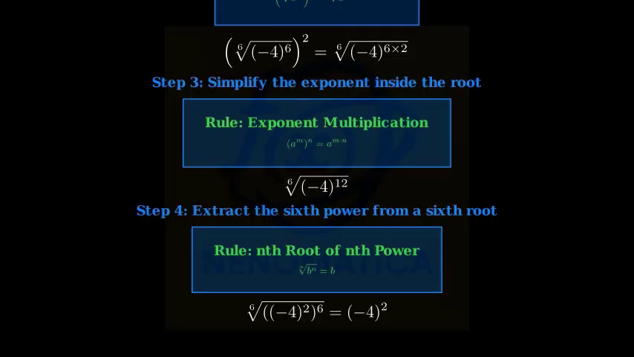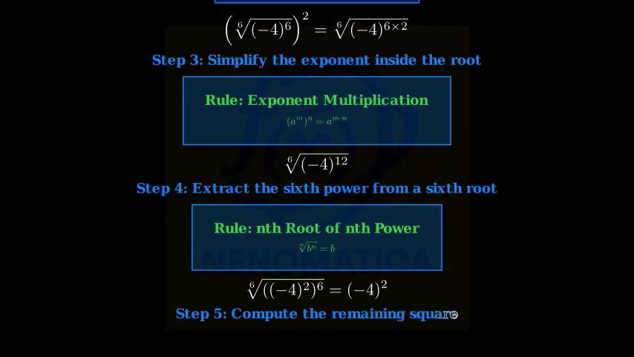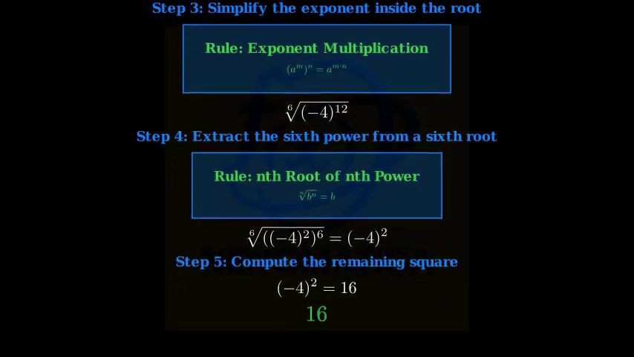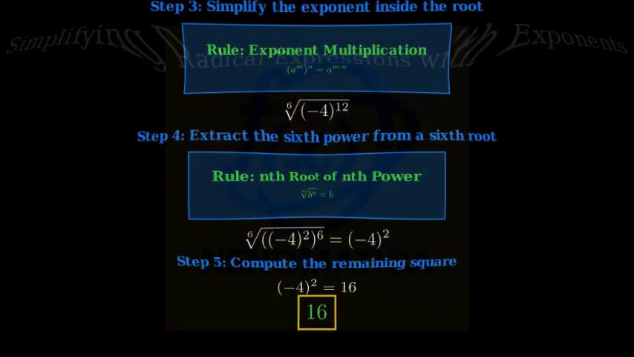Now we're almost done. Let's compute the final result. The square of -4 is 16. So our final answer is 16.